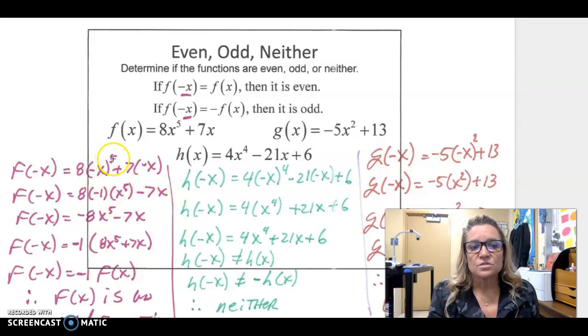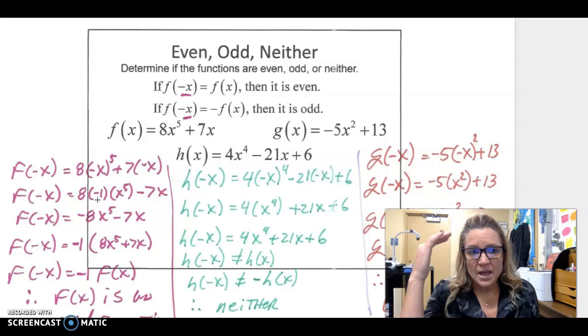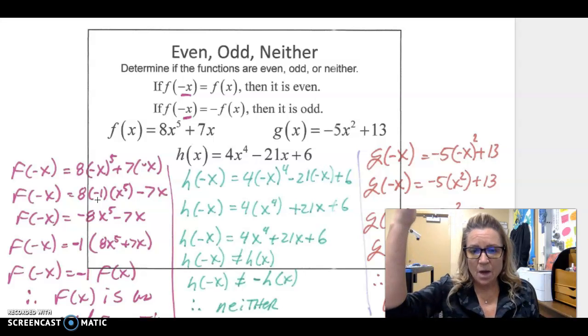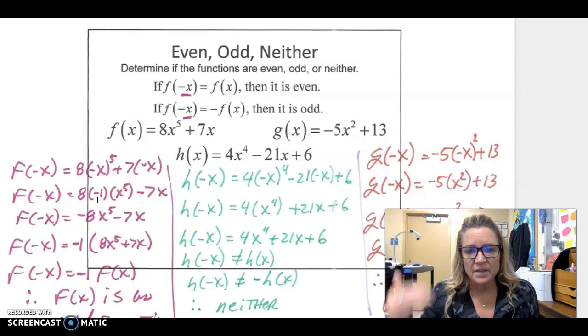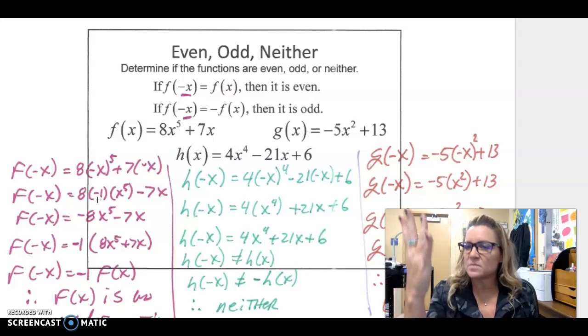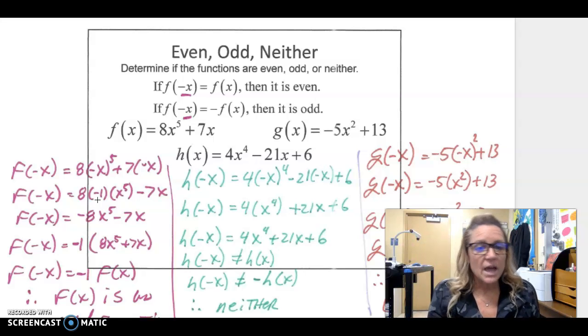So negative x to the 5th power, I'm going to pull out that negative 1, because when you multiply a negative x to the 5th power, 5 times, so you multiply negative x times negative x times negative x times negative x times negative x, you would get negative x to the 5th power. So I pull that negative 1 out, multiply the negative 1 times the 8, and I get negative 8x. And then 7 times negative x is negative 7x. And so the answer would be negative 8x to the 5th minus 7x.